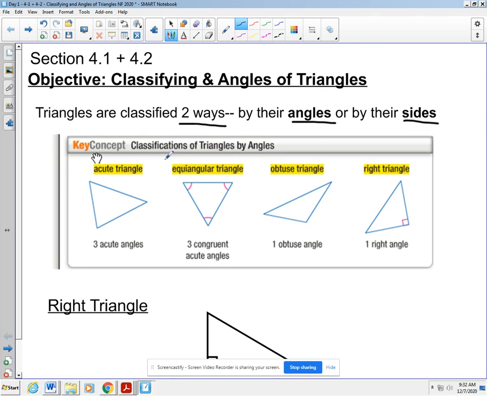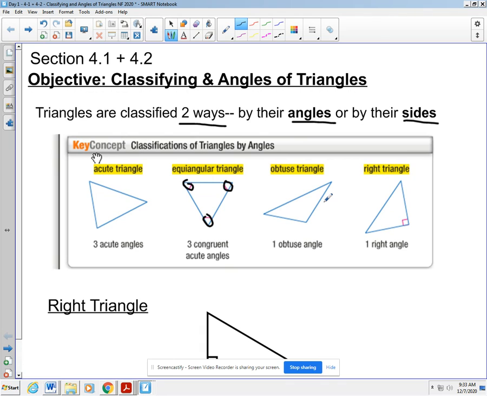Okay, how do we classify triangles by angles? Acute triangle. By definition, an acute triangle has three acute angles, which means all angles measure less than 90 degrees, between 0 and 90. The next one is equiangular, which means three congruent angles. So the angles here have the same measure. And in a few minutes, we'll talk about how big each angle is.